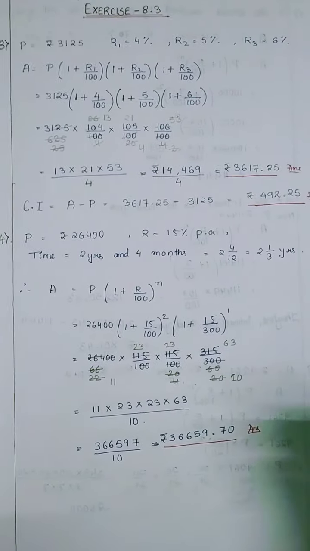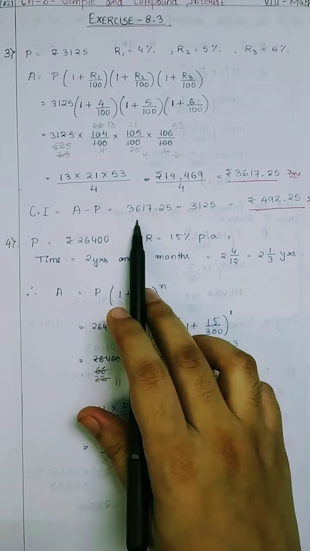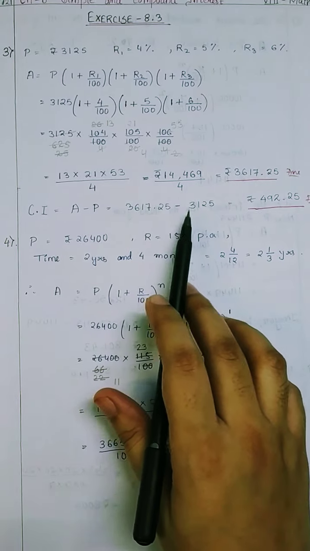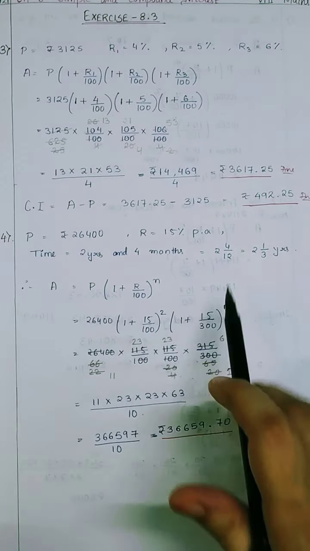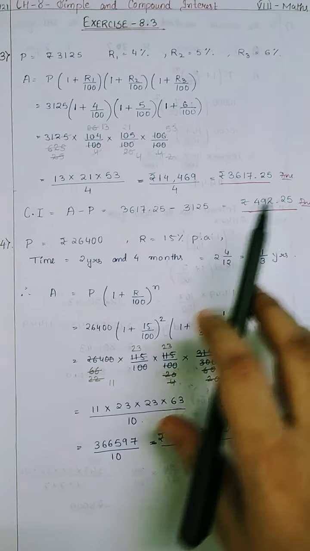Now we have to find the compound interest. The compound interest will be amount minus the principal. That will be 3,617.25 minus 3,125, which is equal to rupees 492.25.